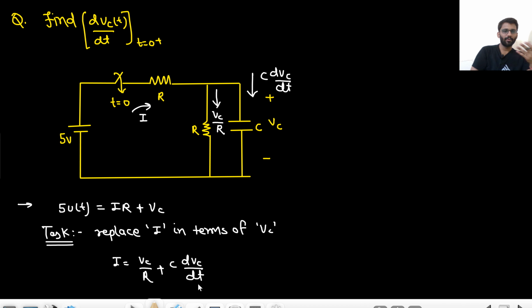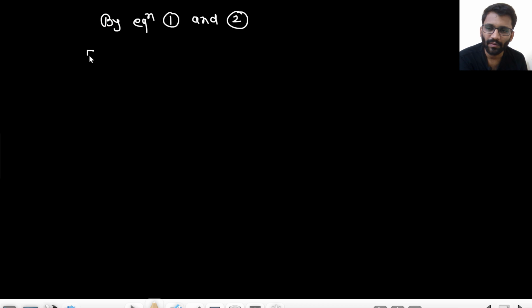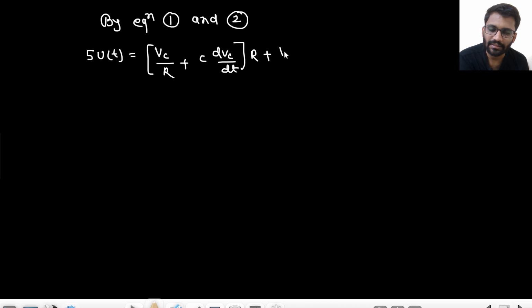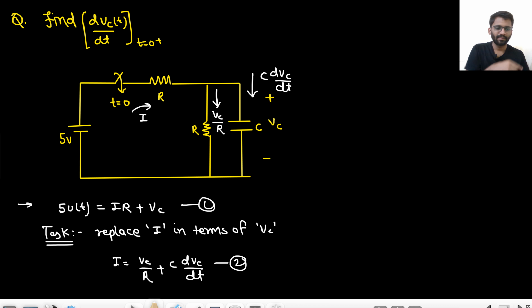In the exam or in the interview, if you have done good enough practice, you will be able to crack this very quickly. C dVc by dt, Vc by R, that's it. So I will just replace it. This is equation 1, this is equation 2. By equations 1 and 2, 5u(t) is equal to, what is the value of I? That is Vc by R plus C dVc by dt, into R, plus Vc, right?